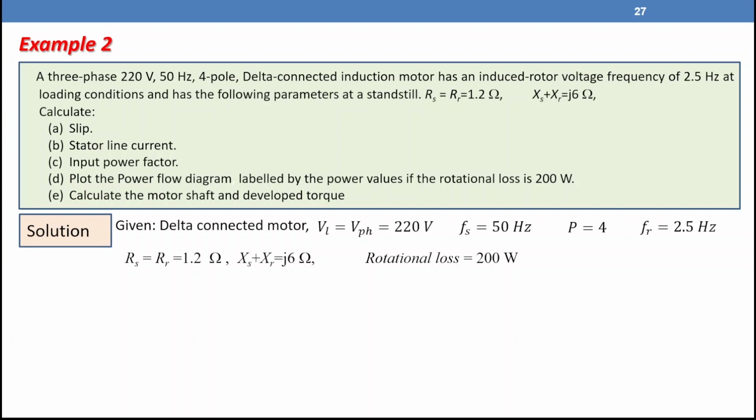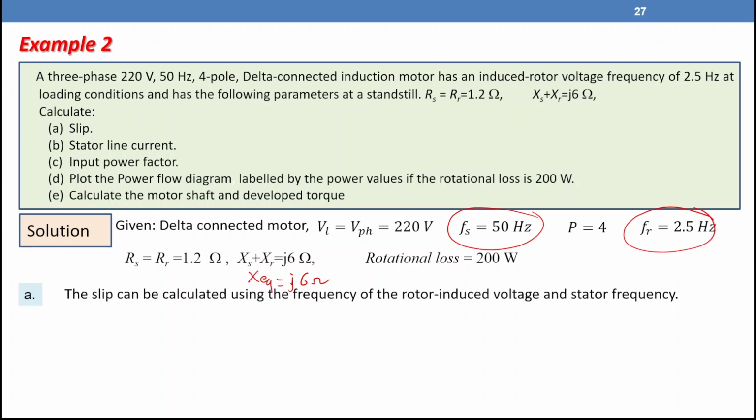And this information, and this one will give us S. We have R stator equals R rotor equals 1.2 ohm, and X stator plus X rotor equals j6. We can write X equivalent equals j6 ohm. Rotational loss is 200 watt. So let's start with part A.